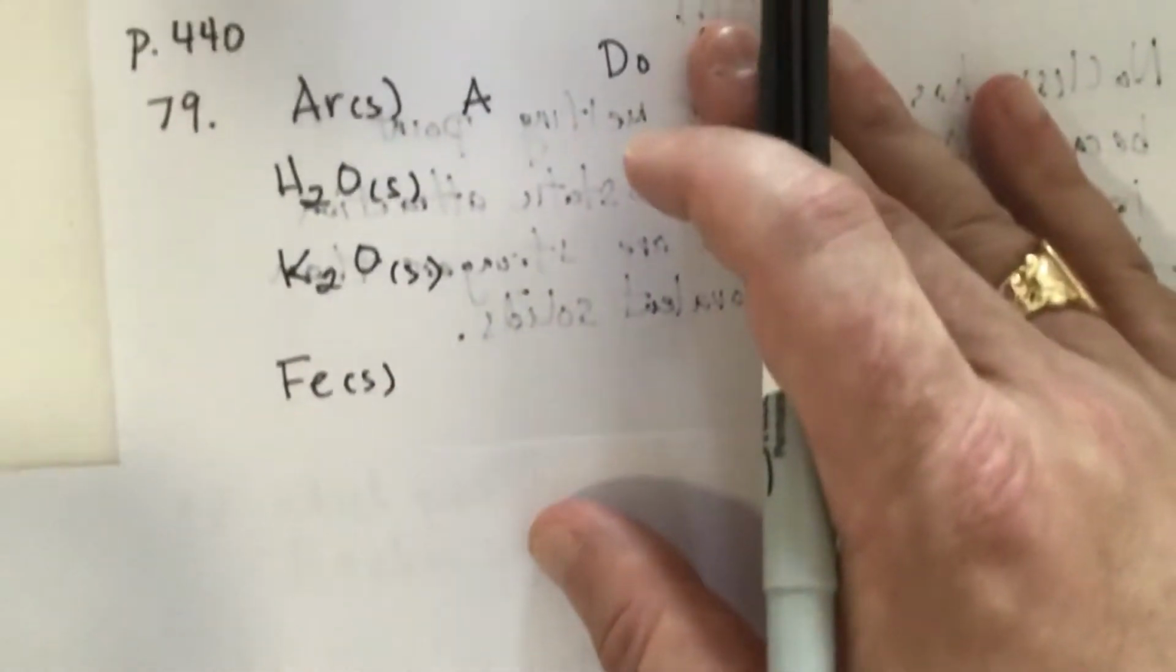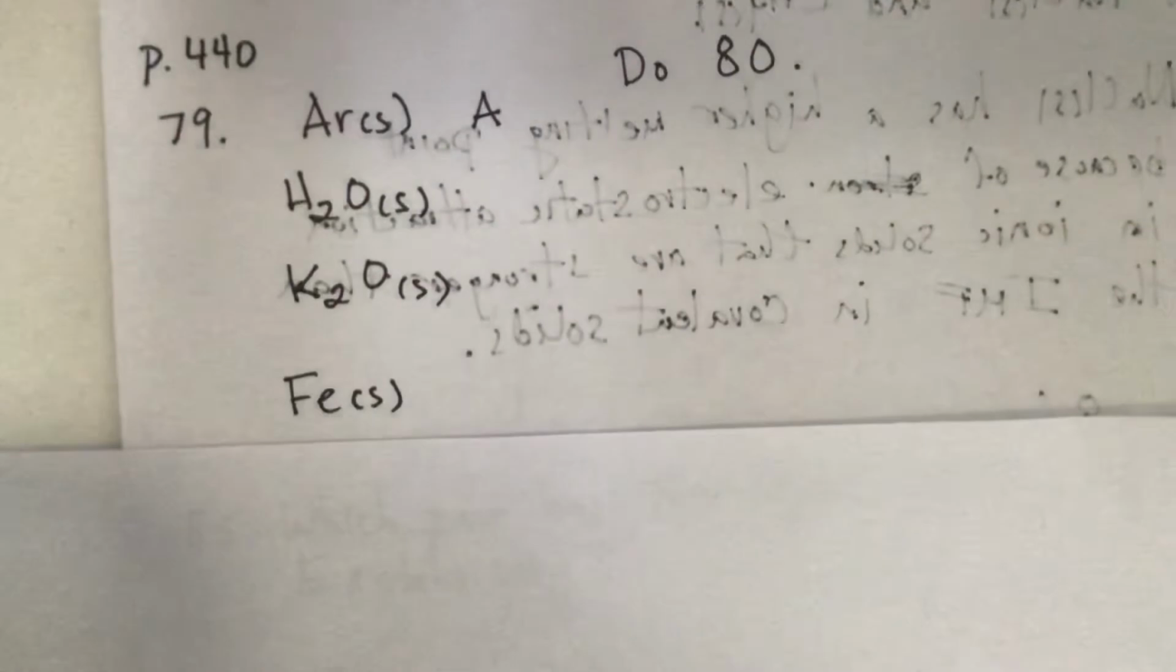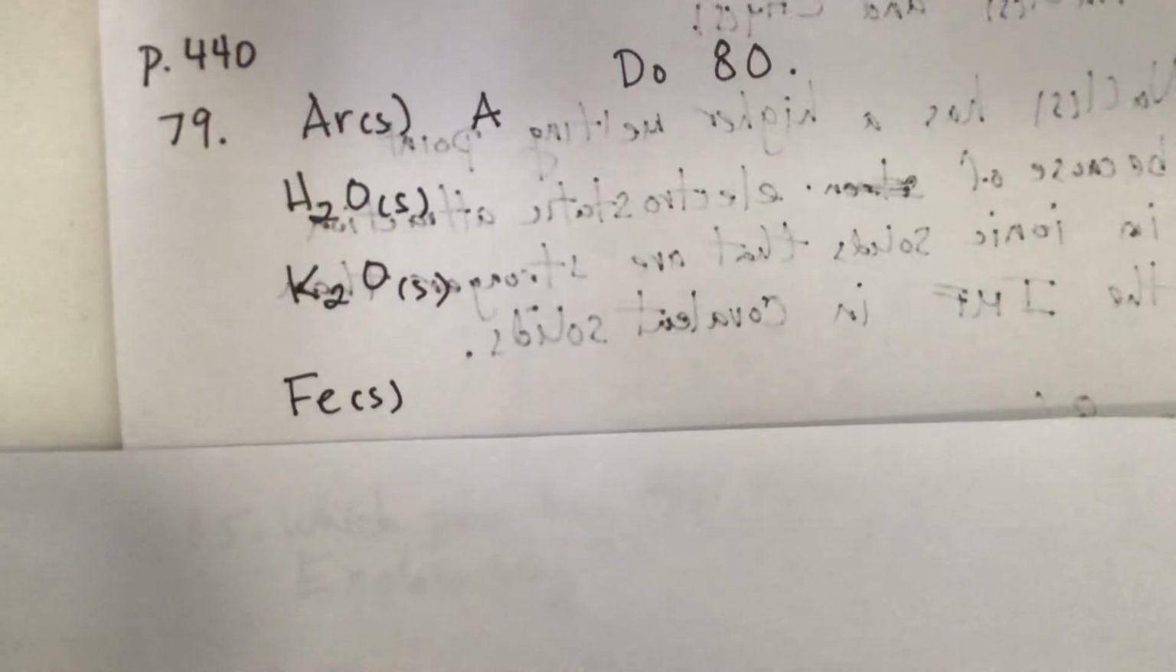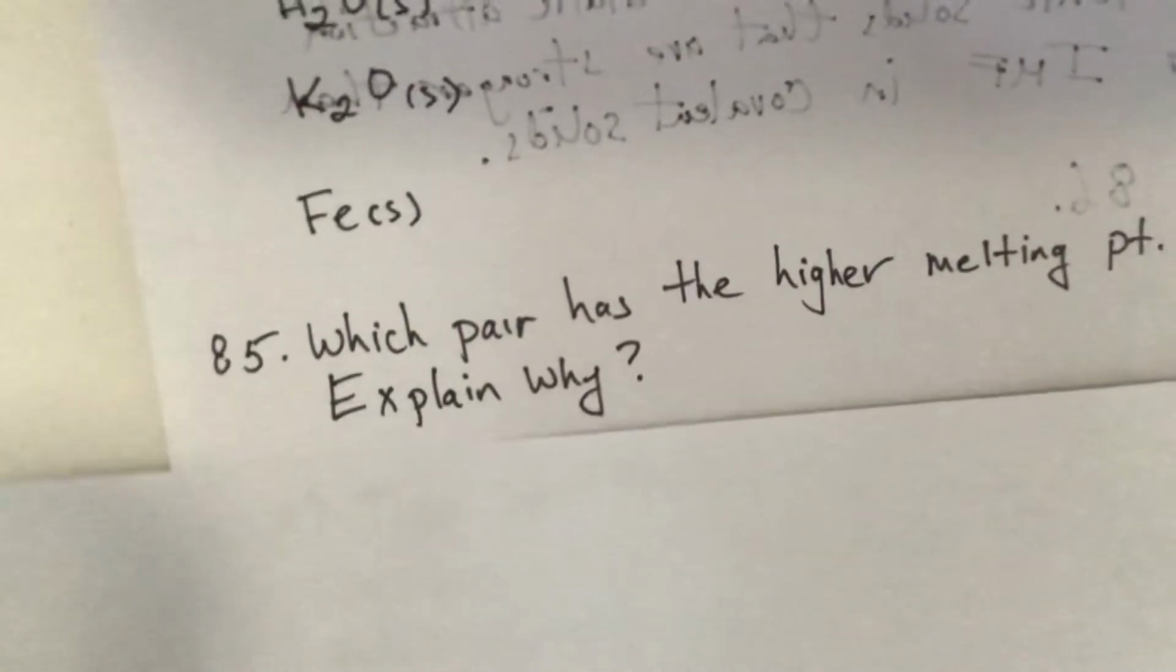The last one, iron. We just talked about this one in one of our other examples. Iron is an example of an atomic solid. And if we want to get specific about what kind of atomic solid it is, it's a metallic atomic solid. It's one with the variable melting points. Sea of electrons theory. So I'd like you to do question 80. It's the same idea.